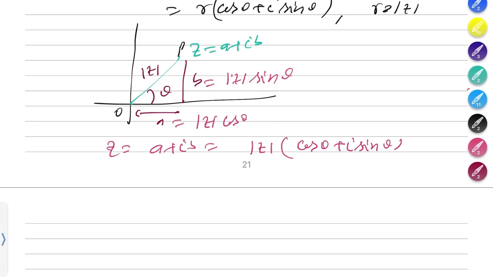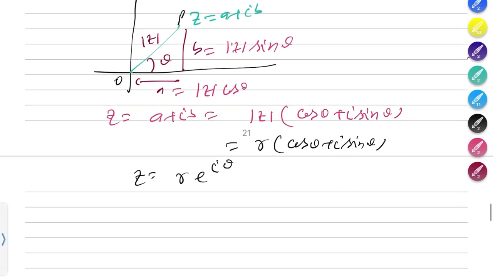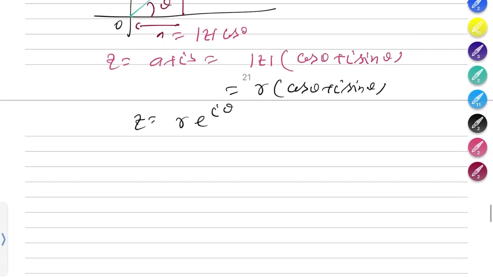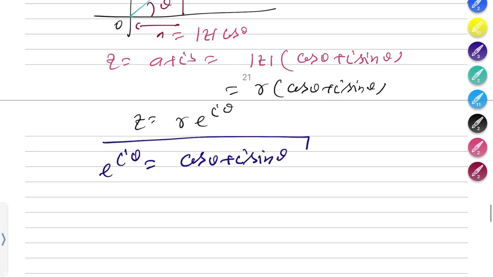Mod z is r also, so r times cos theta plus i sin theta. In the beginning of this lecture we told that the Euler form is r e to the power i theta, whereas we have just converted the standard form a plus ib into r times cos theta plus i sin theta. So what does it mean? It means that e to the power i theta is cos theta plus i sin theta. This is a very, very important conversion between the trigonometric and the Euler form.